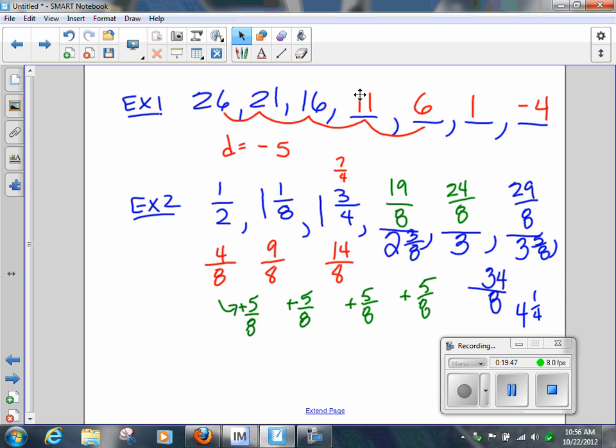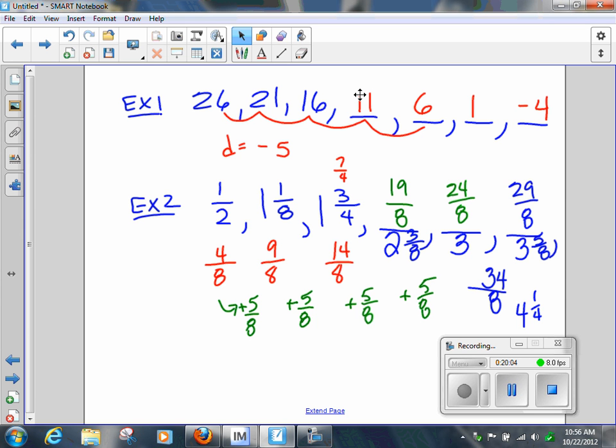Okay? Yes, ma'am. After you figure out everything, we'll have to add with the common denominator 8. Could you just take the top of it and add it by 5? Probably. Yeah, that's what I did, and then I changed it back to a mixed number. Absolutely. Other questions?